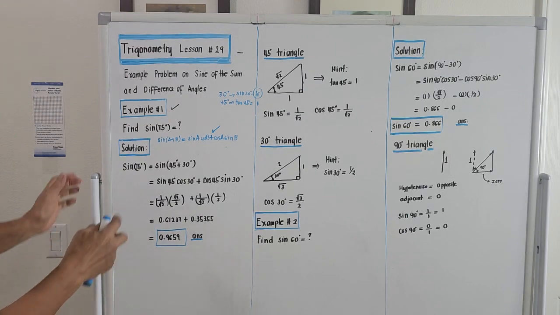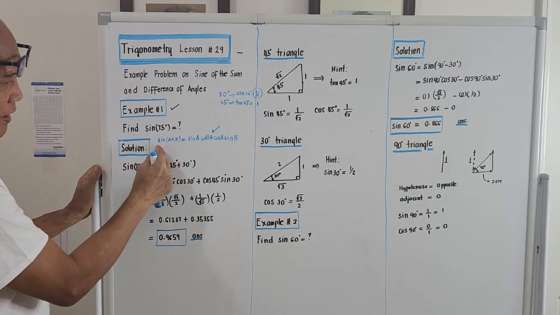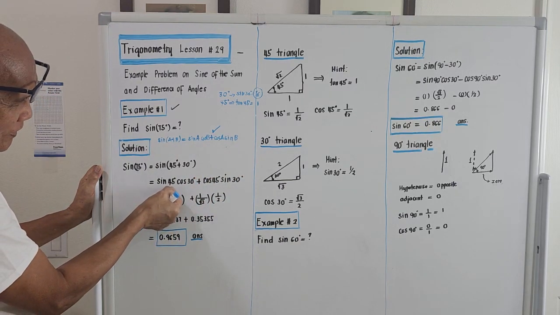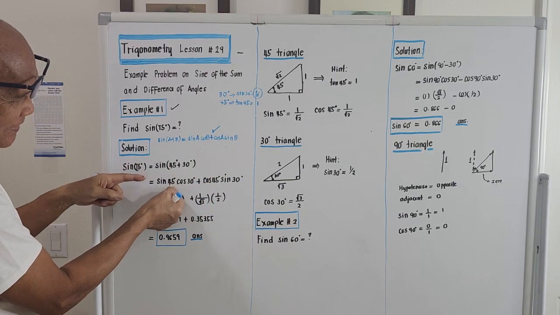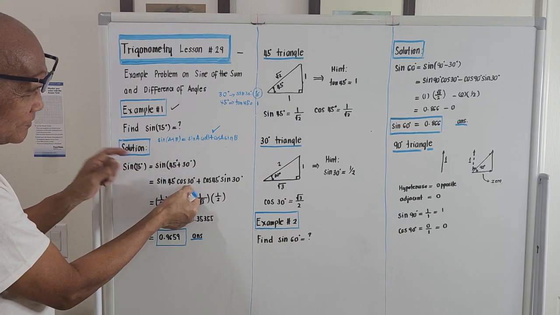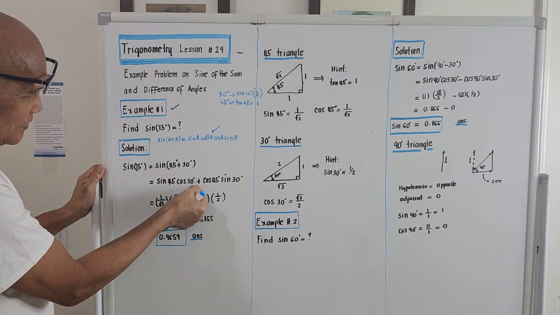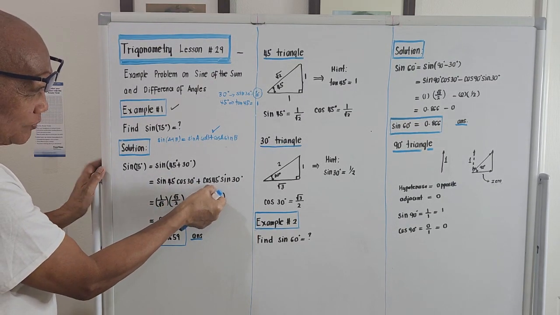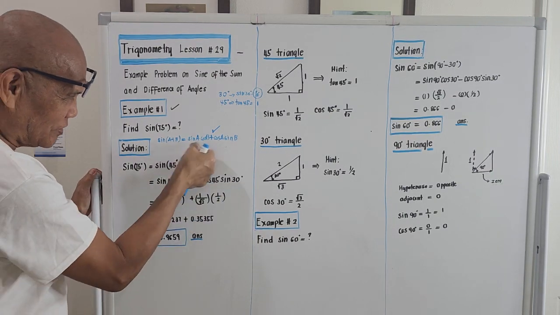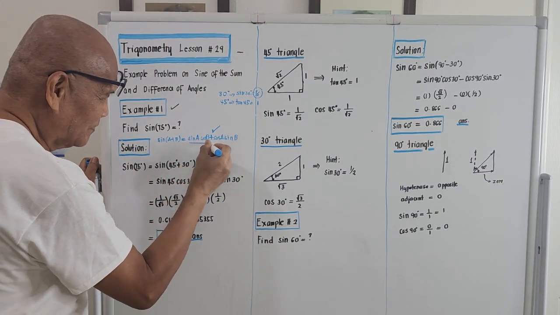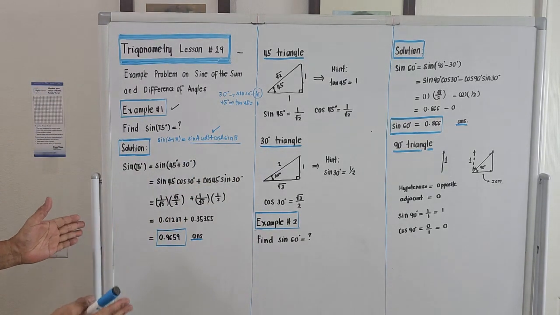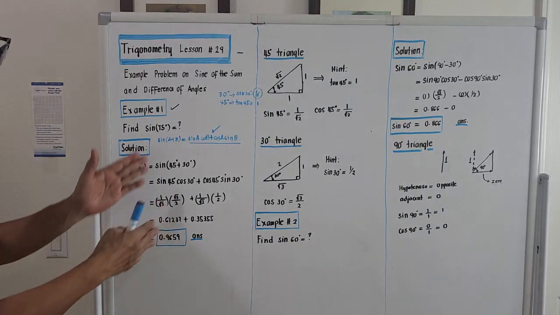Okay? So the solution of example number 1 is actually by using this one. It should be the sine of the first angle times the cosine of the second angle. Second angle is 30 degrees. Plus, this is plus, right? Plus the cosine of the first angle and the sine of the second angle. It is this. Right? And how about the values of sine of 45 degrees and cosine of 30 degrees?